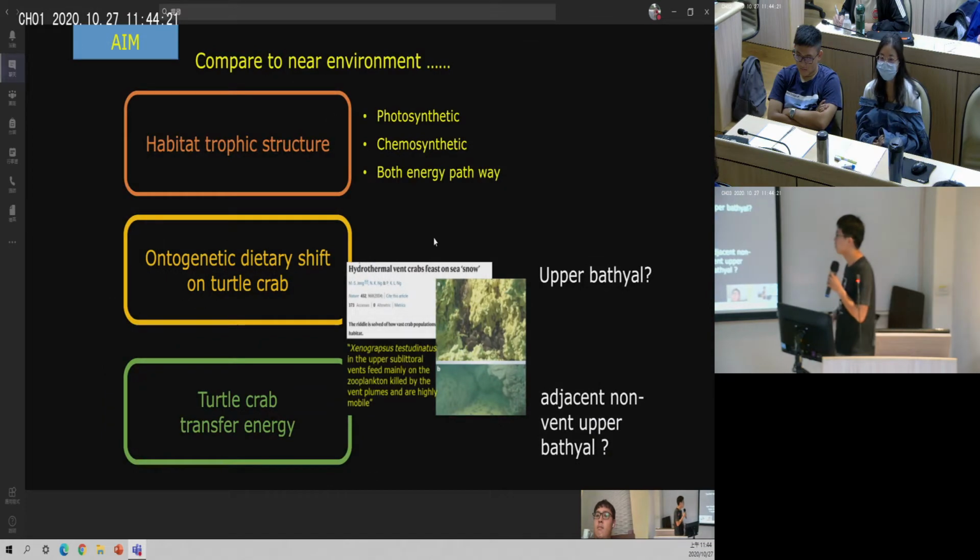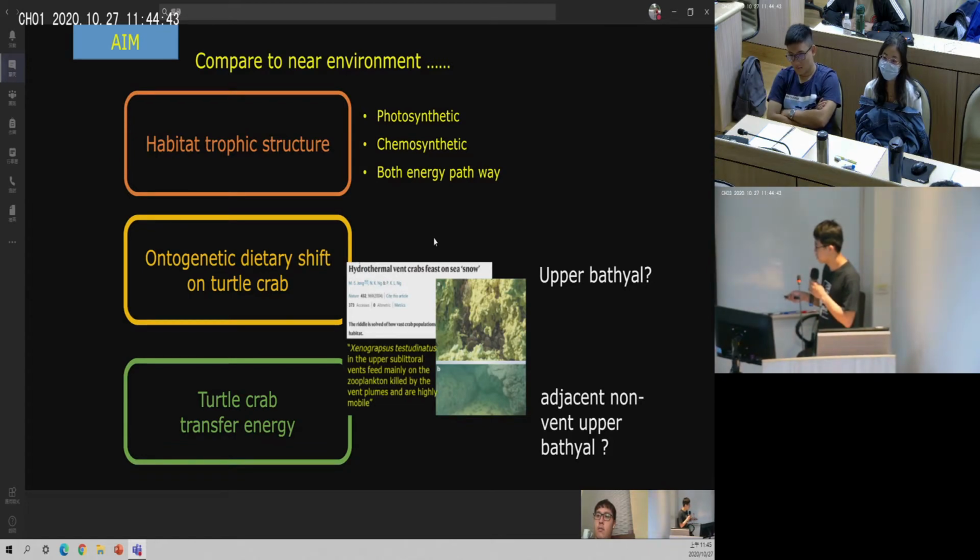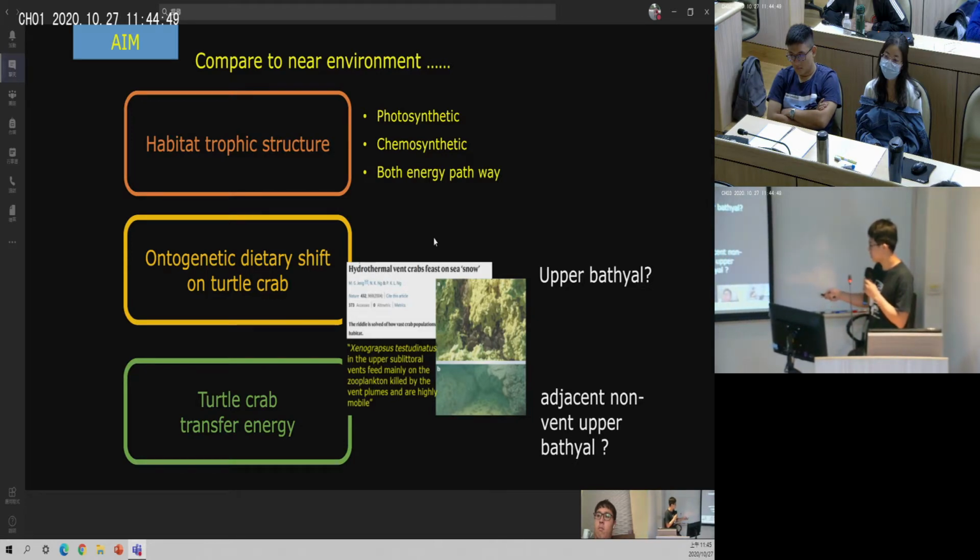Okay, so this is our aim. We want to know the habitat trophic structure, whether it's a photosynthesis, chemosynthesis, or both energy path. And one is the ontogenic dietary shift of the turtle crab. What is ontogenic? It means it will change its food habits. Another thing is that we want to know whether the crab transfers energy, because I have mentioned that the crab is highly mobile.